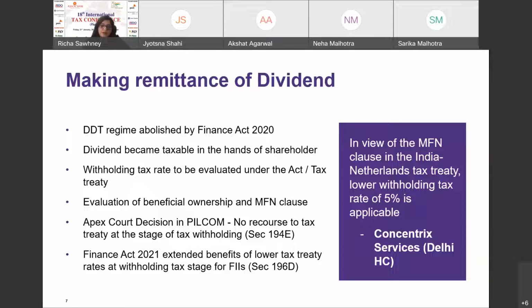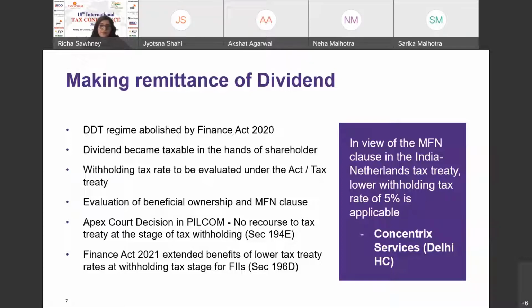Most impacted was dividend payout to FIIs. There was a lot of representation made by the FIIs for this. And then Finance Act 2021 extended the benefit of lower tax treaty rates to the FIIs at the withholding tax stage itself, when they said that you could simply rely on the TRC and give the benefit. This change was done in section 196D, but there was an open issue left as to whether one still needs to look at the beneficial ownership aspect.